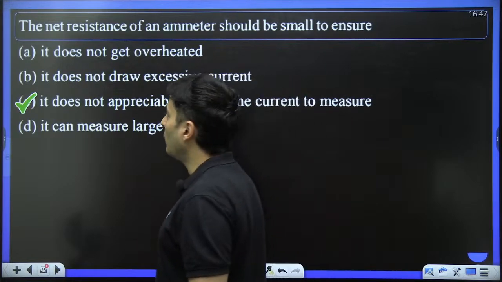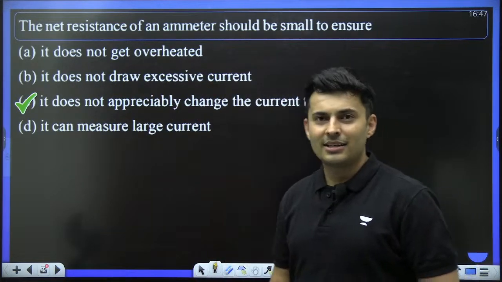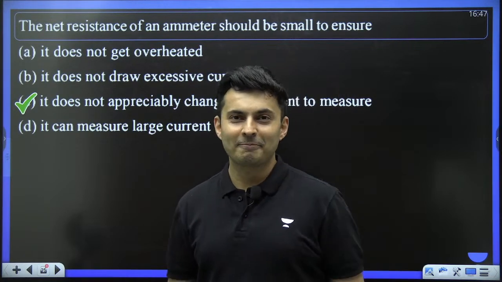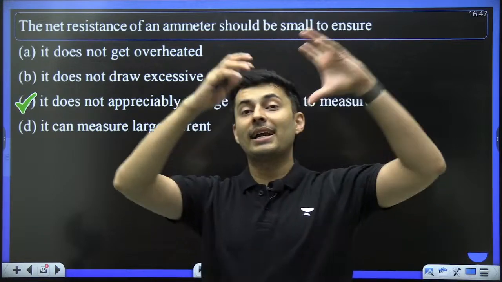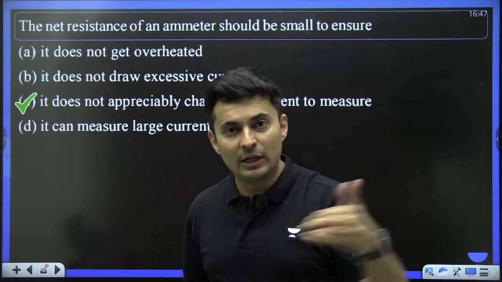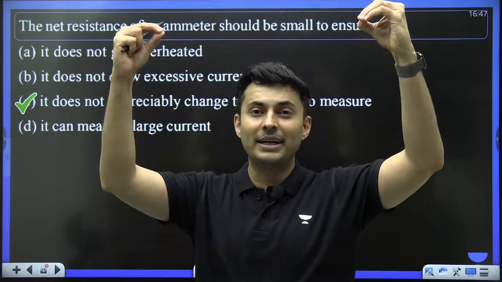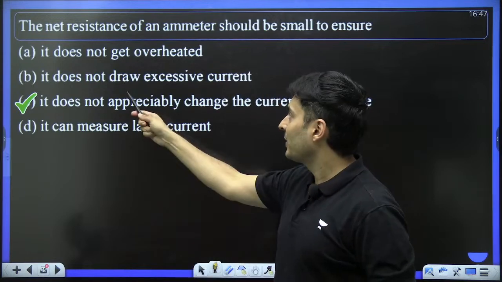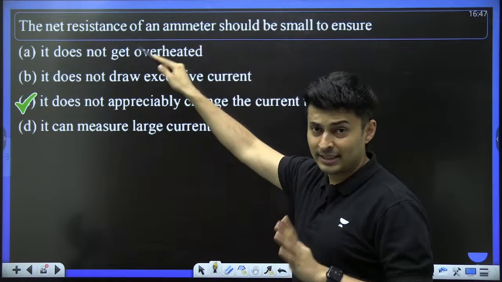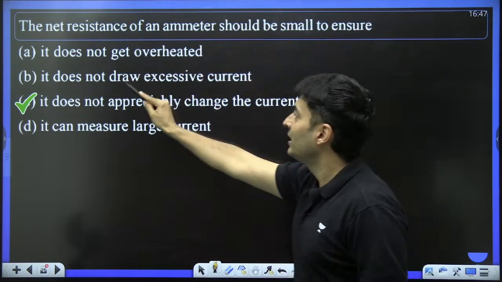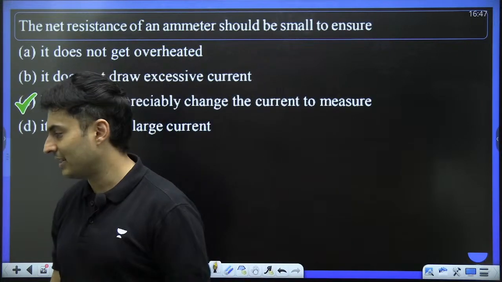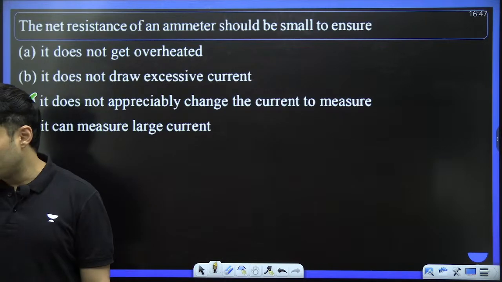Option B, does not draw excessive current? No. That is not true. That is true for a voltmeter. A voltmeter has very high resistance so that it does not take in a lot of current. It allows the current to still flow through the device. That's why a voltmeter is in parallel. Option B would be correct if it was for a voltmeter, because the resistance of a voltmeter is very high so it should not draw too much current. It should allow the current to still flow through the device. Is that right? Everyone with me?